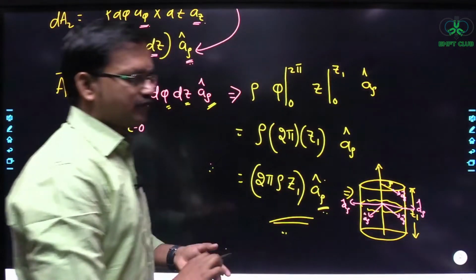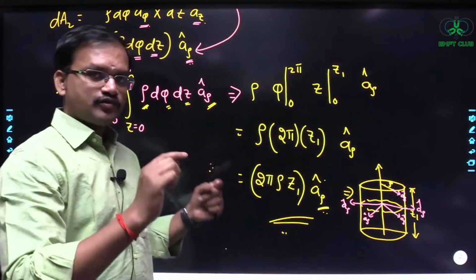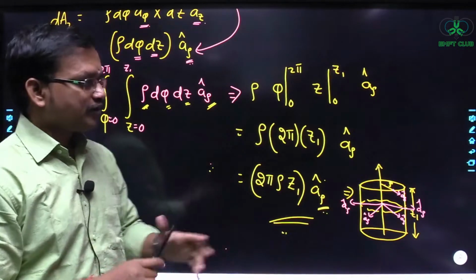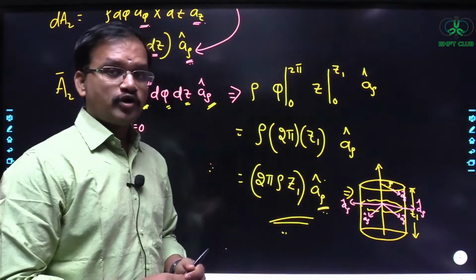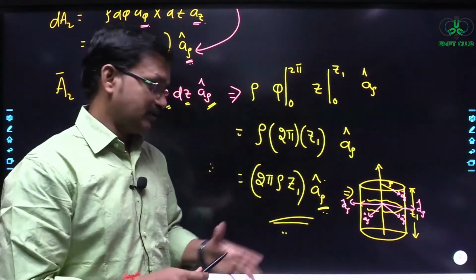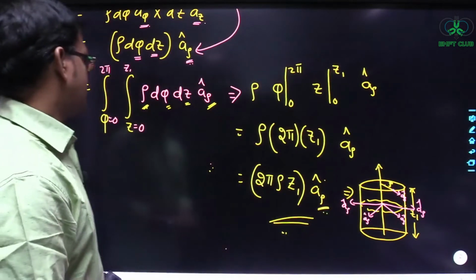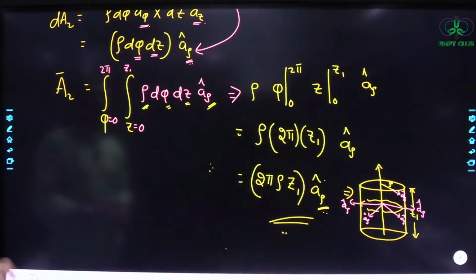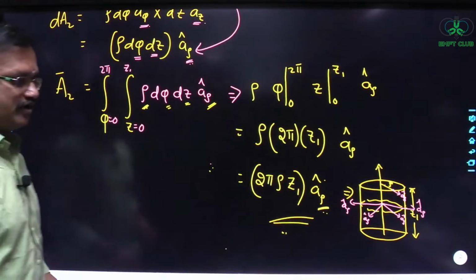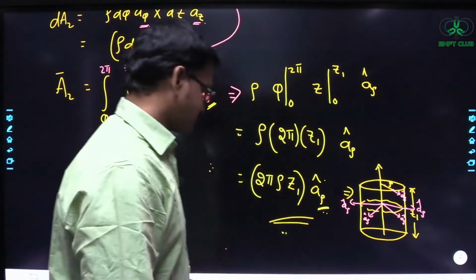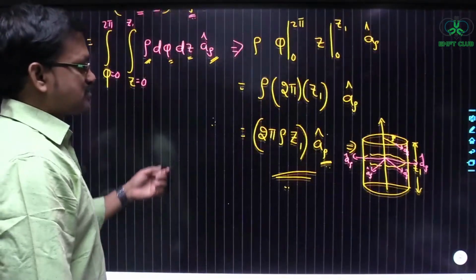If you have a curved surface and you draw a normal to that curved surface, it is going to point in the radial direction, that is the rho cap direction. Understood? Okay. So we have seen the second surface area also, right? Next, what is the third surface area here?